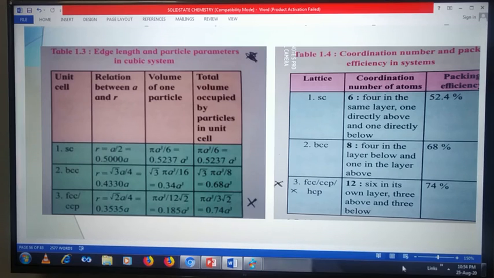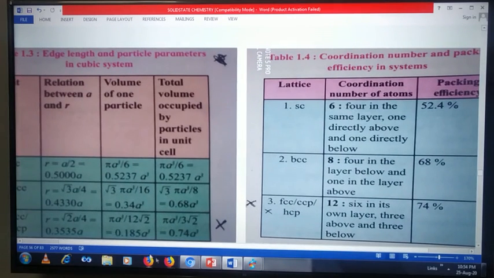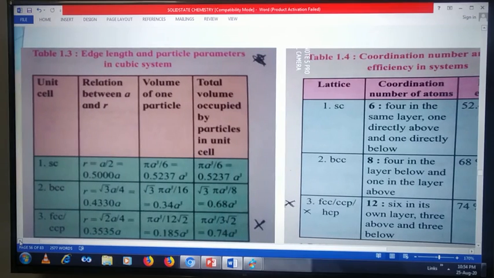So for the simple cubic unit cell, look at this one. We already know the relation between the edge length and the radius: a is equal to 2r, or we can write r is equal to a by 2. That is the relation between the edge length and the radius. If you calculate this, 1 by 2 means 0.5. So we can write r is equal to 0.5000a, where a is the edge length.